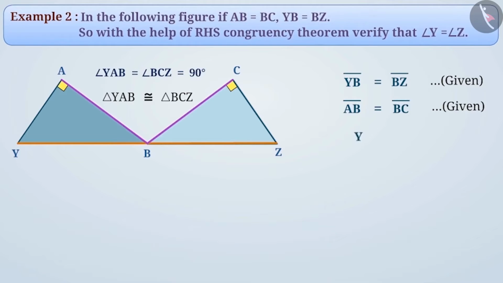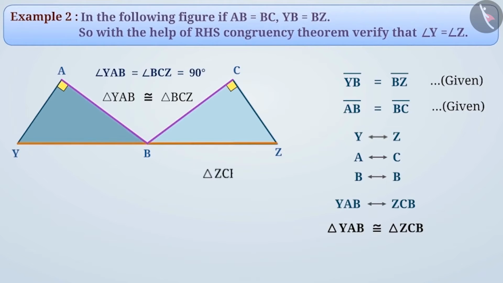Here, vertex Y corresponds to vertex Z. Vertex A corresponds to vertex C. Vertex B corresponds to vertex B. That is, YAB corresponds to ZCB. So, we can say that triangle YAB is congruent to triangle ZCB. Note that triangle ZCB and triangle BCZ are the same triangle. You will remember that we can write the names of any polygon in different ways.